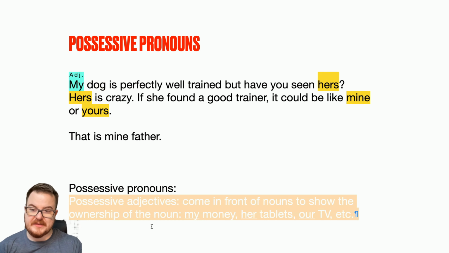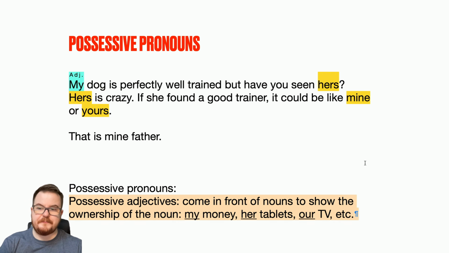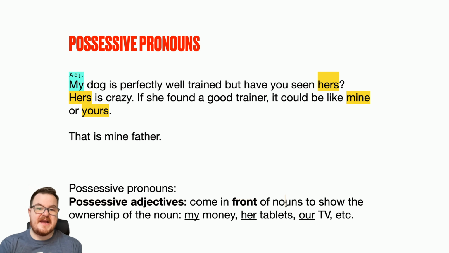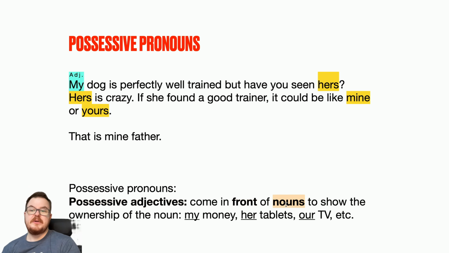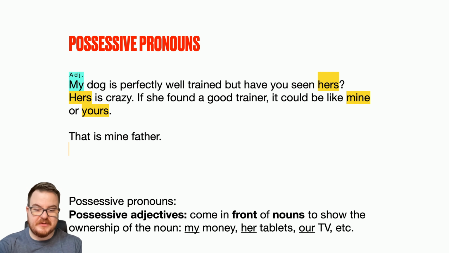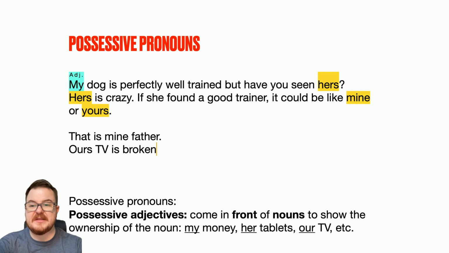I think I have written that actually down here. Yes. Let's have a look. Possessive adjectives. They come in front of nouns to show the ownership. My money, her tablets, our TV. So, for example, if we said ours TV is broken, that's clearly wrong, right?